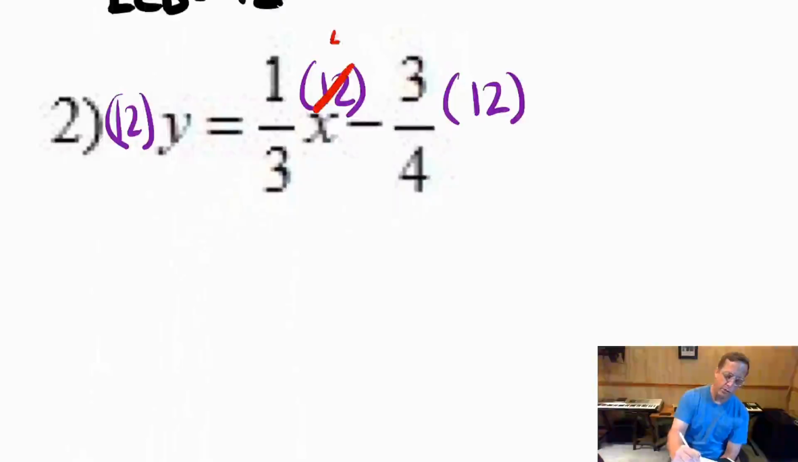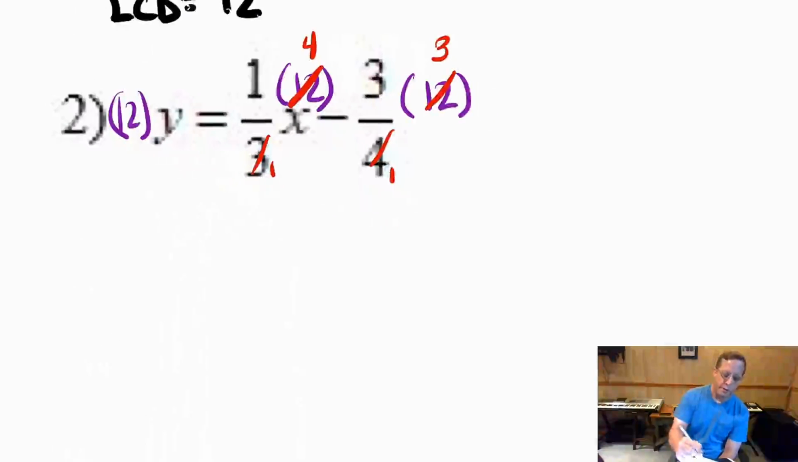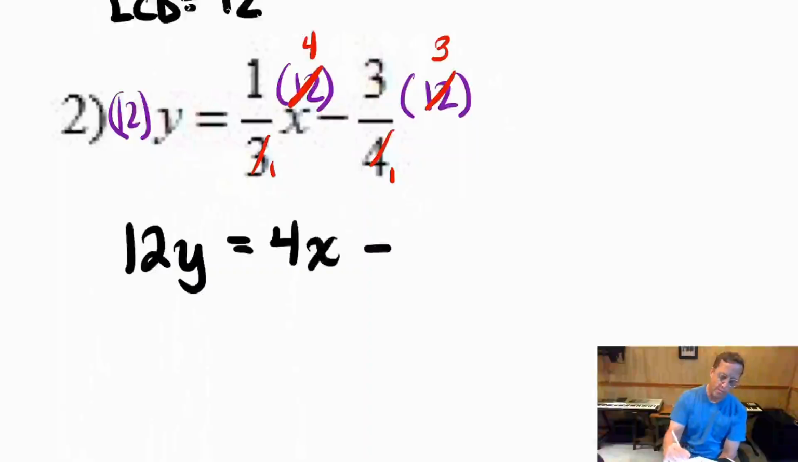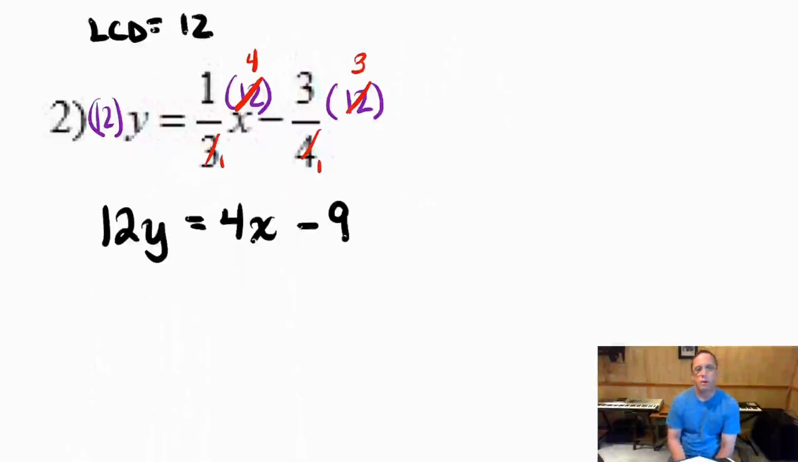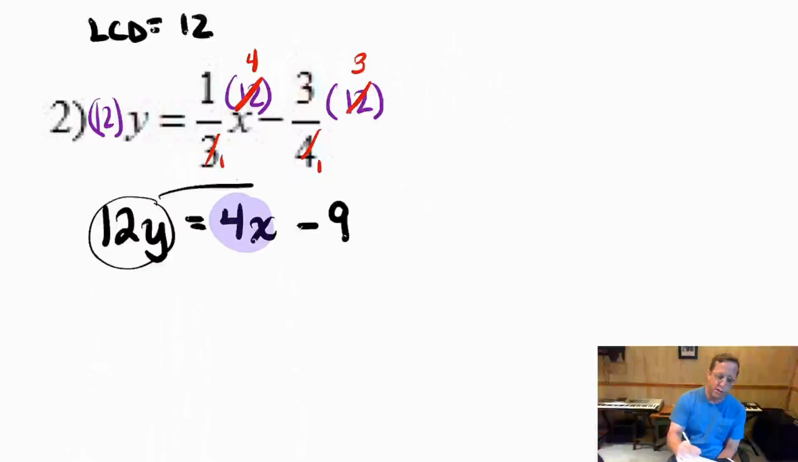This turns into 4, this turns into a 1, that turns into a 3. Let's go ahead and rewrite it. Now we've got 12y equals 4x minus 9. In order for something to be in standard form, we just need the x and the y to be on the same side. Right now, the x is positive, so why don't we move the y term to that side? Let's move this term over here, and move the constant to the other side.